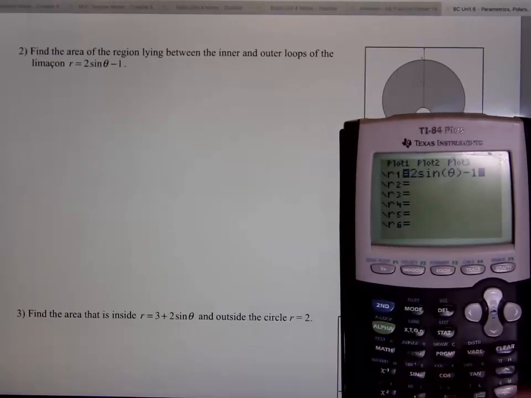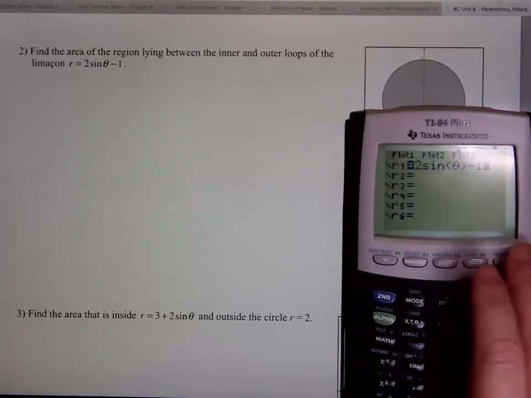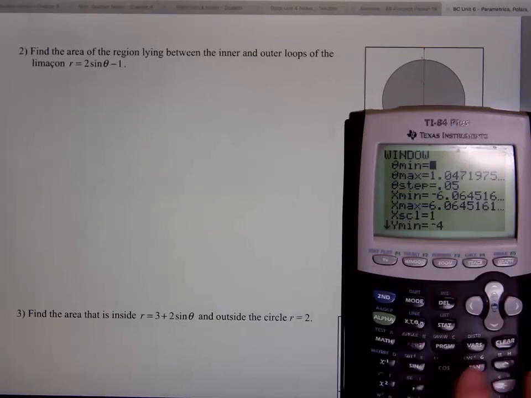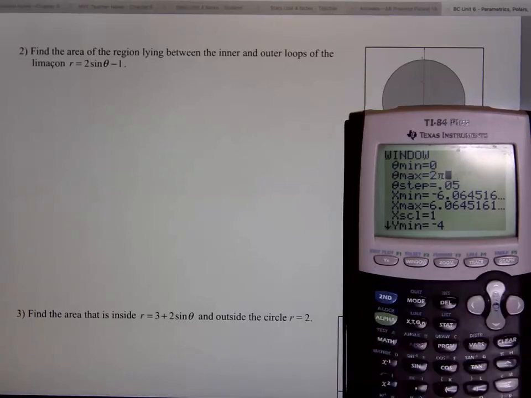Now the screen, what does it say? Negative 2 to 2. This will work. Let's just leave it where it is. No, we've got to set our window. We've got to set our thetas. We want a whole curve, and a whole curve is 2 pi. So 0 and 2 pi right here. Always leave the theta step alone. Leave it at 0.05. It's a good speed for all of the graphs.